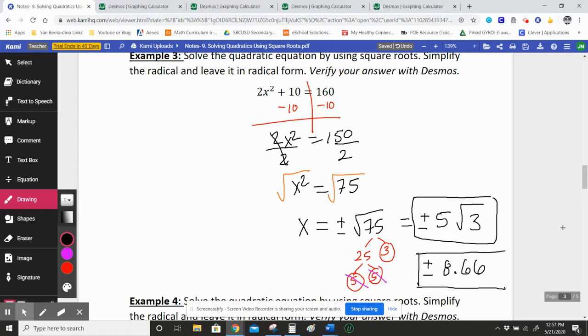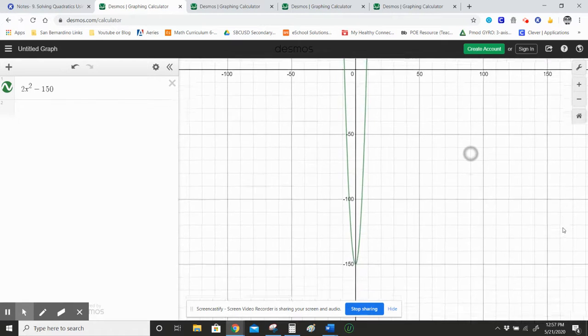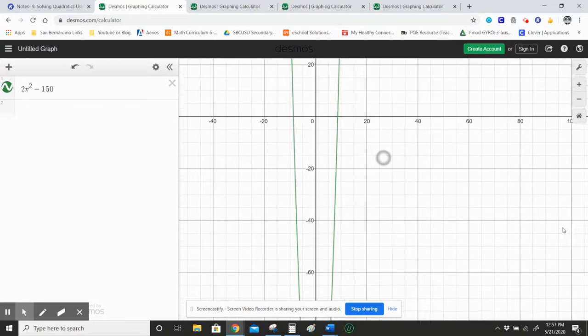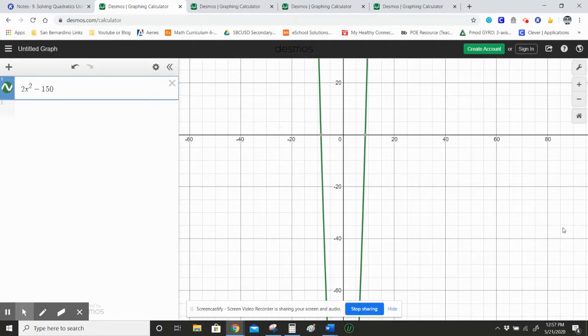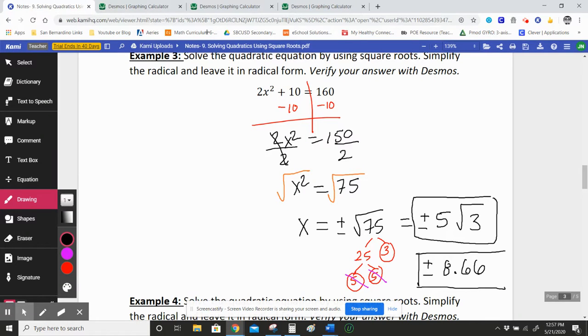Okay, so when I check my answer with Desmos, again, I set this equation equal to 0, and then I graph it with Desmos, only the one side that is set equal to 0. So this is what I have. 2x squared minus 150 is equal to 0. So I graph that. I'm going to go ahead and look at this graph, right? It's still a U pointing upwards, and there seems to be like 2 roots or 2 solutions. One of the solutions is right there. The other one is right there. And it's negative 8.66 and a positive 8.66, which is the exact same thing that I got. Okay, so you could always check your answer with Desmos if you're wondering if you got it right or not.